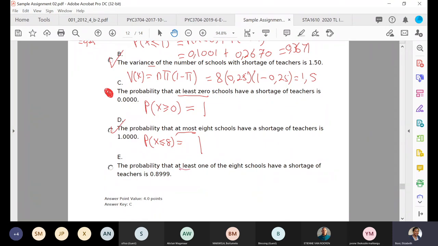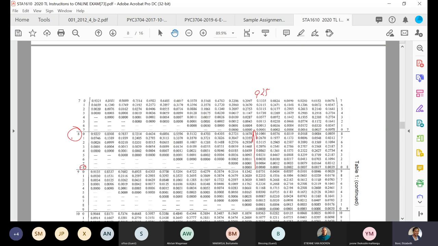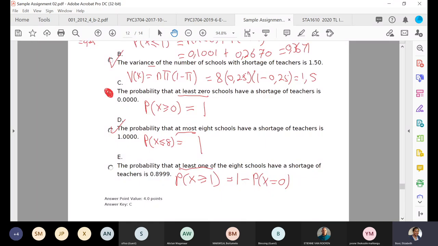The probability that at least 1, which will mean greater than or equal to 1, therefore I can just say it is the same as 1 minus the probability of x equals 0. Or alternatively, what they are asking you to do, which will take you forever to calculate, is at least 1. It means all of them till 8. So from here to there, you need to add all of them. That is at least 1.